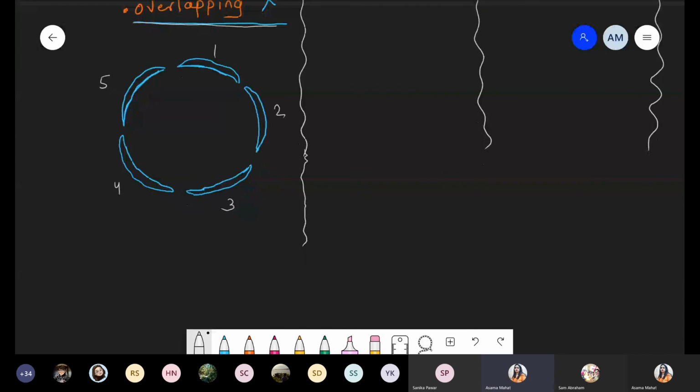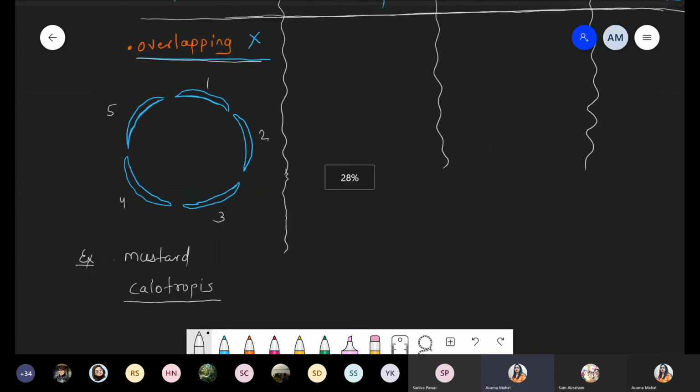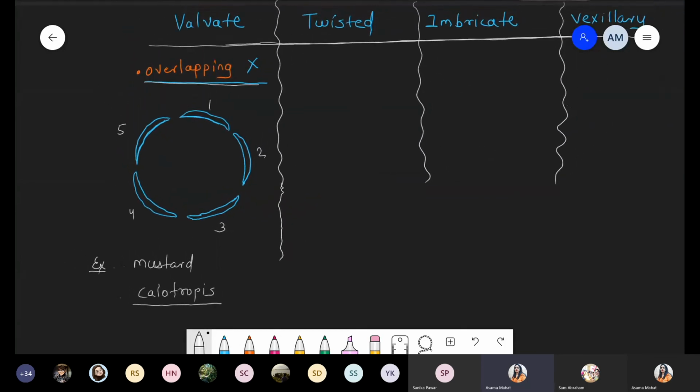So such kind of estivation is called valvate estivation, and valvate estivation is very common in case of mustard, as well as it is very common in case of the Calotropis plant. Calotropis, the biological name, underline. Okay, so such type of estivation where overlapping is absent is called valvate estivation. Now the second condition, that is twisted.